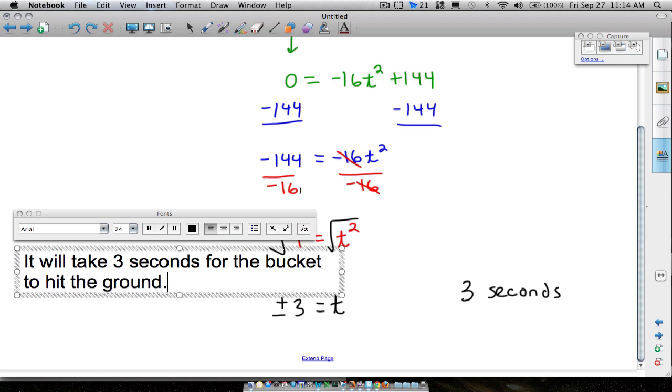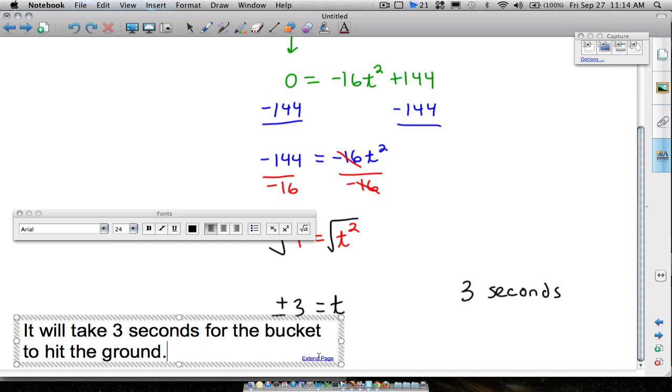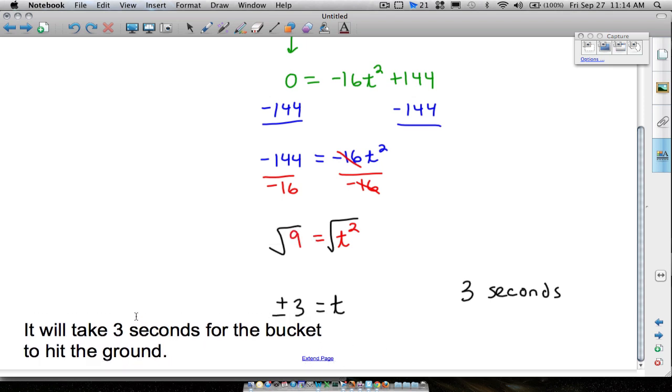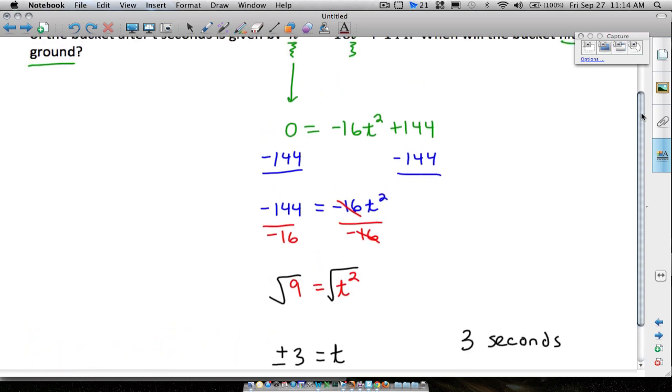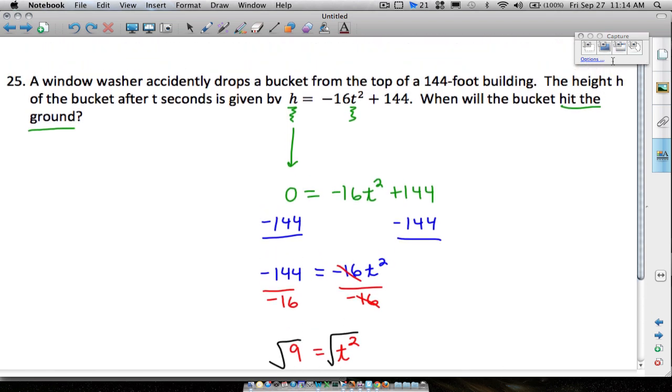Make sure, with a real world application, that you do give a little quick sentence when you're solving that problem. Again, we didn't want to use the negative 3 because we're talking about time, and let's not talk about negative time. It blows my mind.